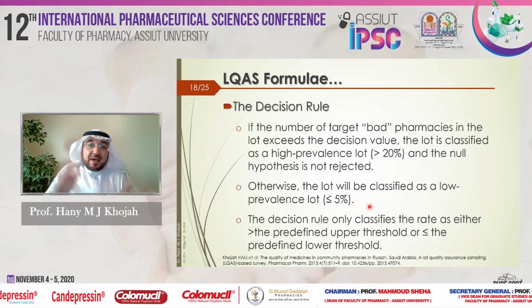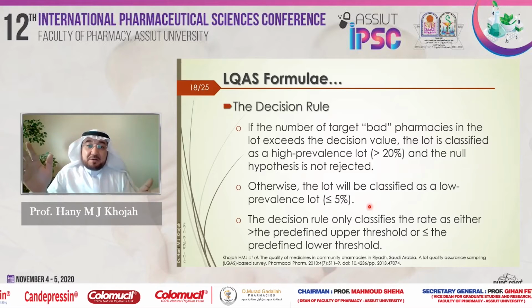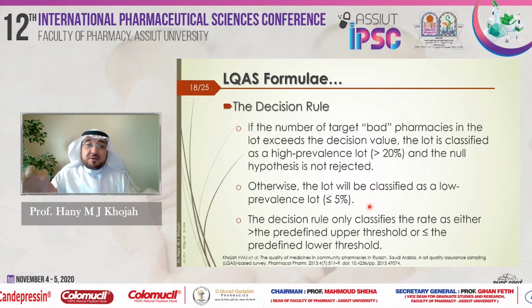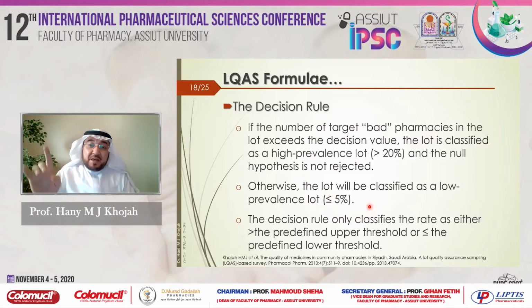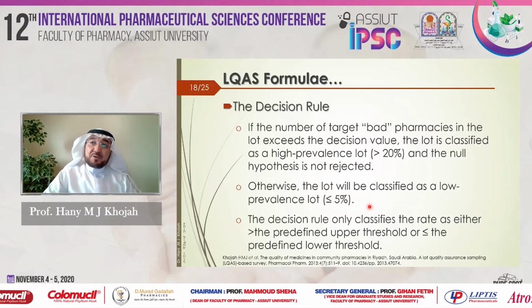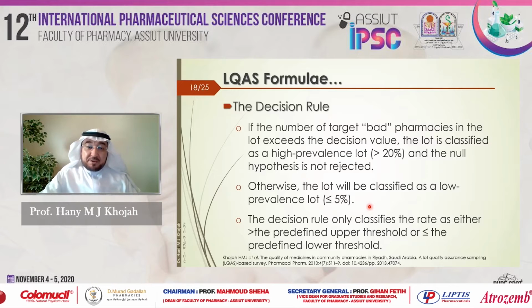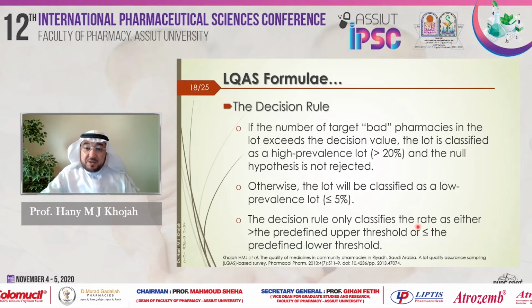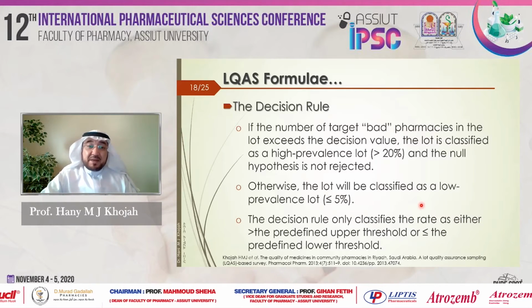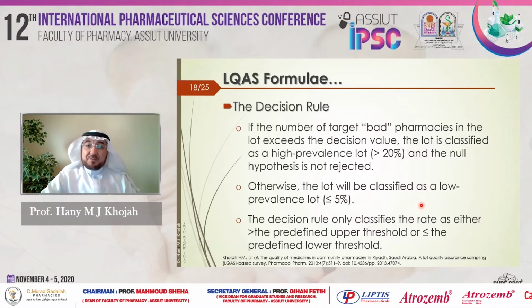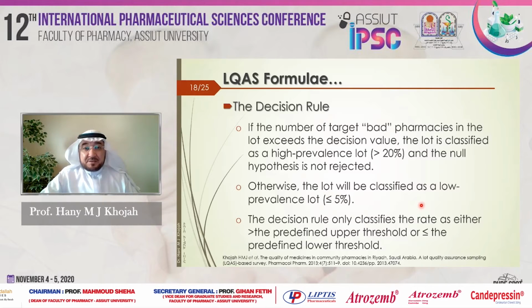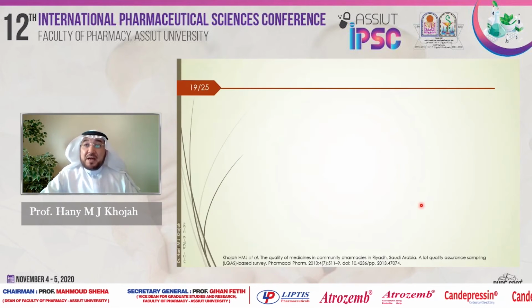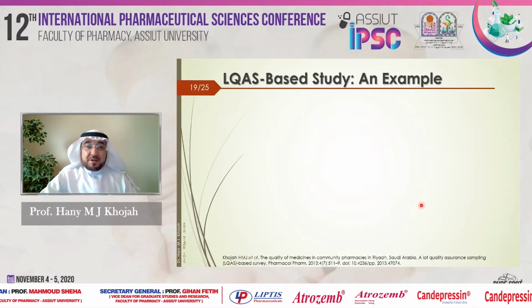This is called the gray area, where you can call it the pool of errors here. So it just classifies as either more than the upper threshold or less than or equal to the lower threshold. It does not tell me the exact prevalence. This is maybe what we can call a disadvantage of LQAS. But compared with the other advantages, it's almost nothing.